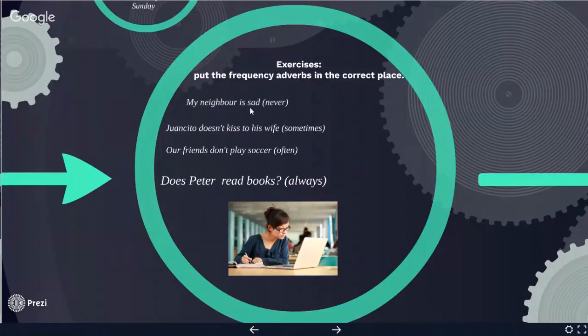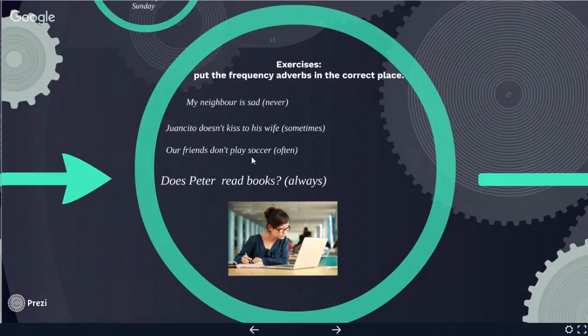My neighbor is at. Is is a verb to be. Never is the frequency adverb. For that reason the right place is after the verb to be. My neighbor is never sad. Sometimes is the frequency adverb. Juancito doesn't kiss his wife, simple present. For that reason, the frequency adverb is before the verb. Juancito doesn't sometimes kiss his wife. This is the right place because kiss is the verb.